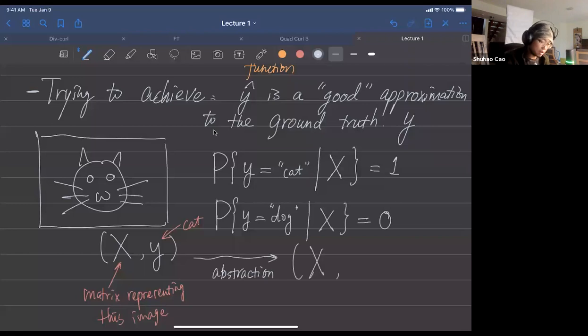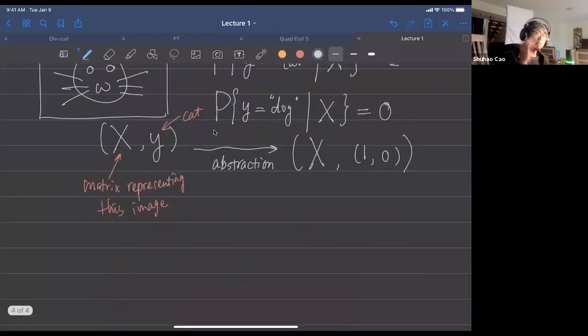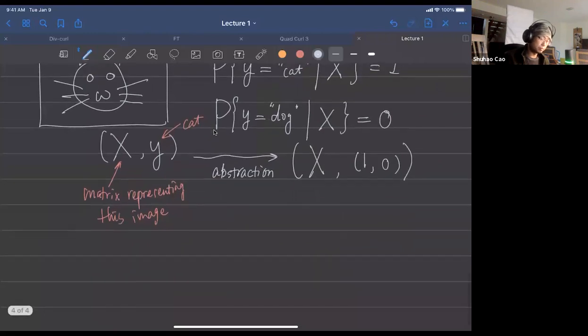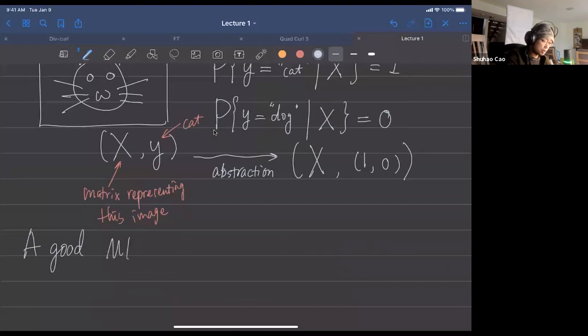Is X, and our label is, let's say, the first component is 1 and the second component is 0. Okay. So then a good machine learning model, and we give the image, this X, so we feed this capital X, which represents this image as a matrix. So we feed this X to the model, okay?